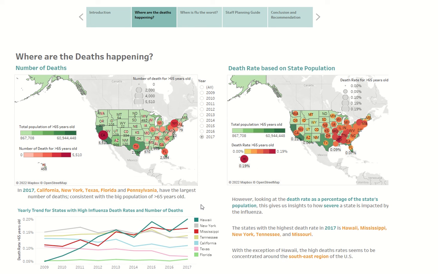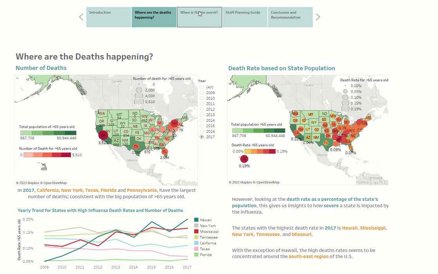And on the last chart here on the bottom left, I've plotted the death rate for the states that have been mentioned from the two maps above. And throughout the years, we can see that Hawaii and Mississippi are on an increasing trend, which is worrying. So attention must be given to these states as well so that we can improve their situation and prevent their numbers from rising even further.